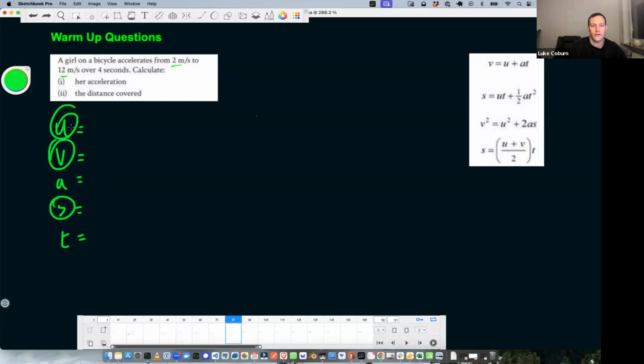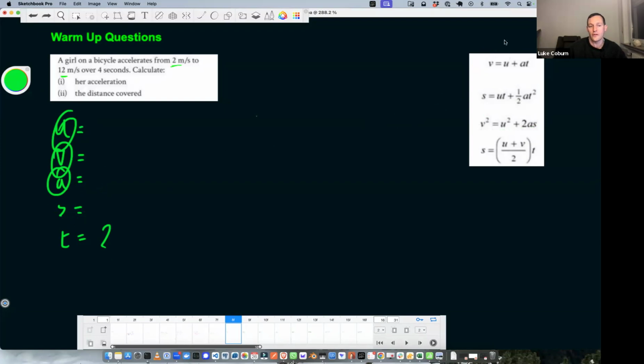Okay, and then what we have to do is, if we were given u, v, and s, and we were asked to find a, well, we need to find an equation over here which unites u, v, a, and s, and it's that one, okay? Or if we were given u, v, and a, and we were asked for t, well, what's an equation that unites u, v, a, and t?